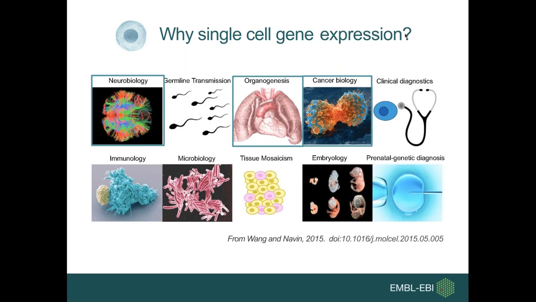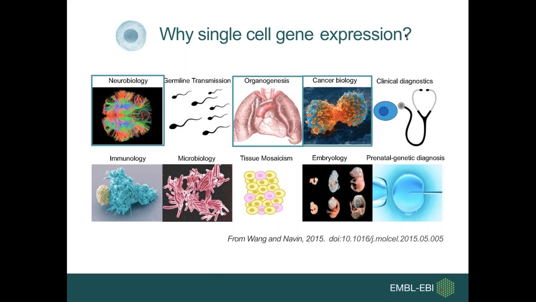So single cell sequencing has had a massive impact on various fields of biology already. I've highlighted a few examples here. For instance, in neurobiology, because neurons represent one of the most morphologically diverse populations of cells, and the traditional classification has relied mainly on morphological features, whereas with single cell sequencing, what you get is a very powerful and unbiased method of classifying these cells based on what they do and what genes they express, rather than what they look like.